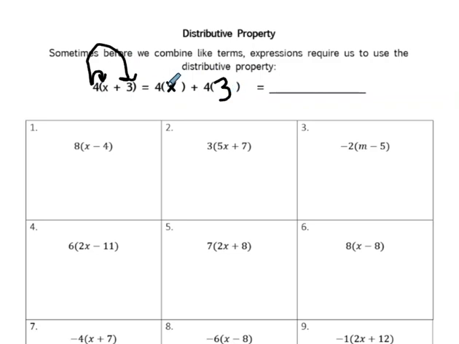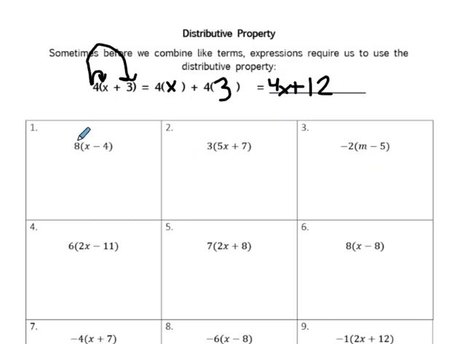Okay, now we can simplify that further. We don't know what x is, so it's just going to stay 4x. But then we do know that we're going to add 4 times 3, which is 12, to that. So my simplified expression would be 4x plus 12 after using the distributive property. So we're going to do the top row together.